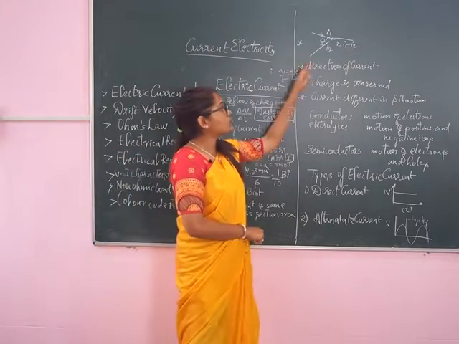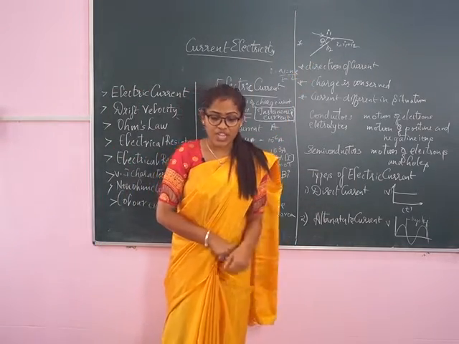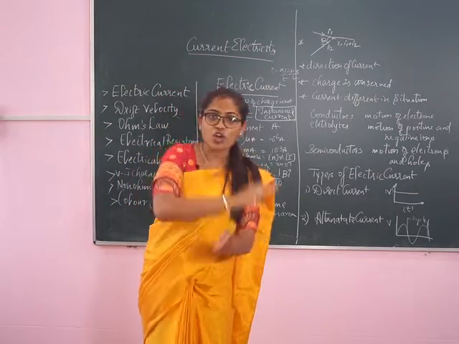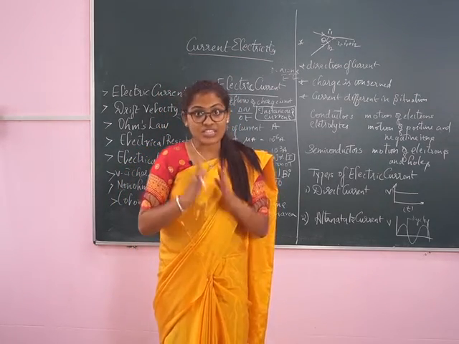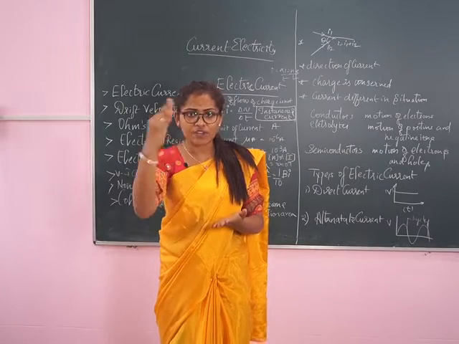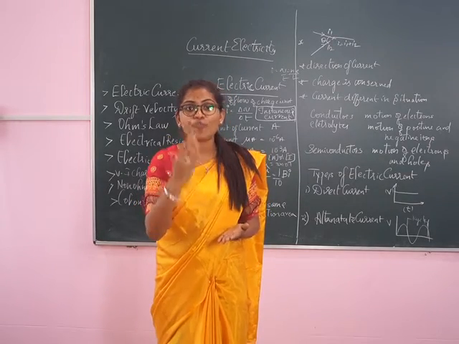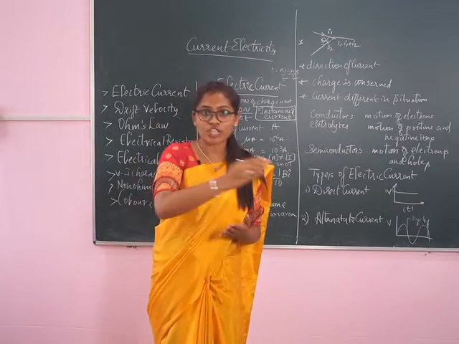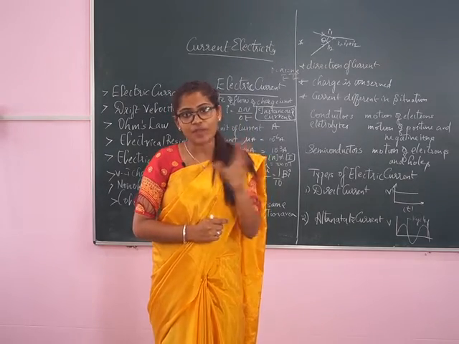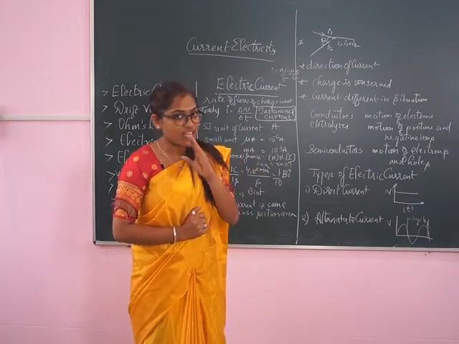Next, we have the direction of current. The direction of current is always opposite to the electrons. The current flows in the direction of the positive charges. The way the positive charges move, in the same direction the current moves. This is about the direction.